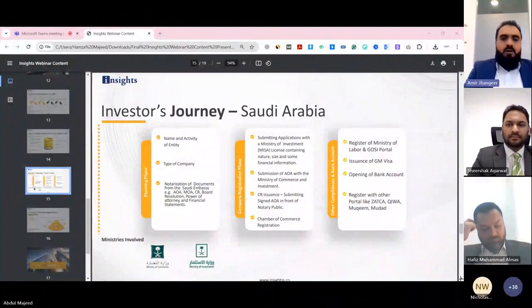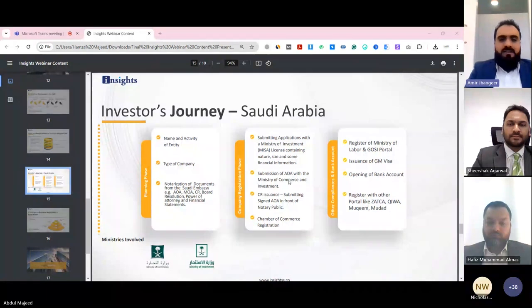Once we get the bank account, and in parallel, we can register with some other authorities as well, like the Tax Authority, the portal, the Mukim portal, and Mudad. These are the local terms, and these are the portals which we use to manage and run the company operations smoothly. For example, to add new employees, to remove employees, to run the payroll, and other stuff accordingly.